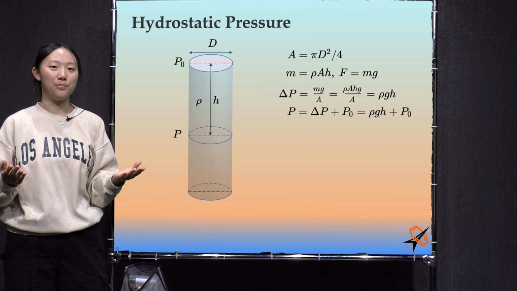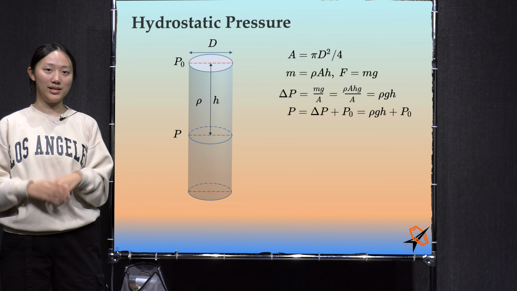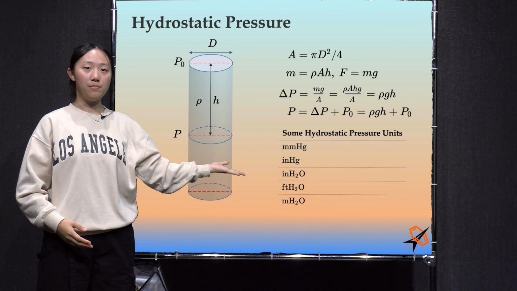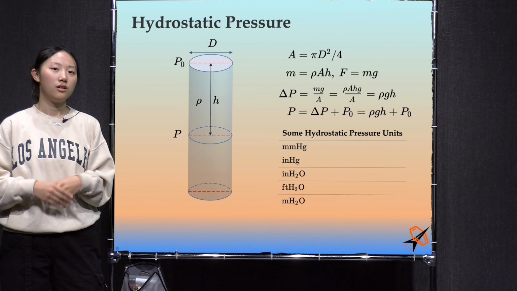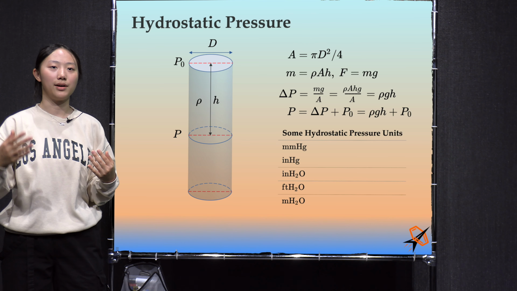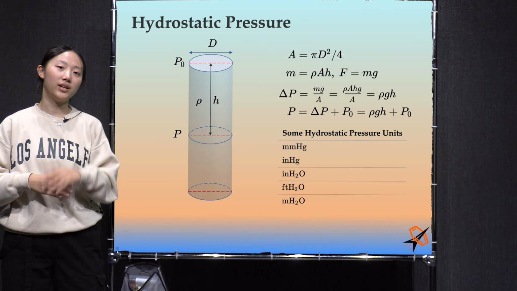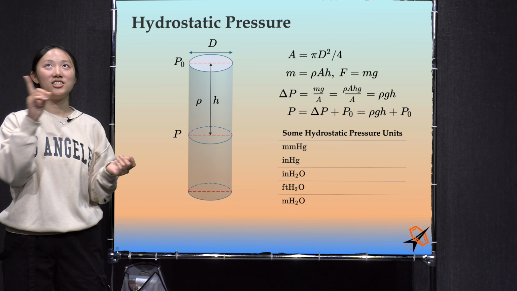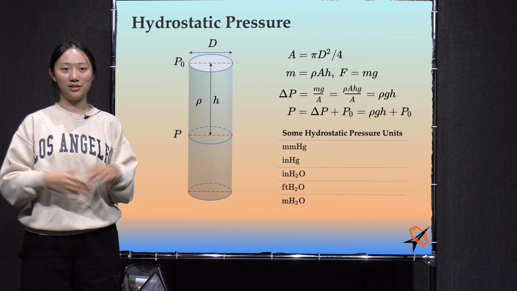A consequence is that the pressure does not depend on the geometry of the column, just the depth of the fluid. Since the change in pressure is linear with the depth, there are a number of pressure units defined in terms of the hydrostatic pressure of that height of fluid. For example, a millimeter of mercury, an inch of mercury, an inch of water, a foot of water, or a meter of water. 1 atmosphere is about 34 feet of water, or 10 meters of water. Draft pressure in heating, ventilation, and air conditioning systems are often given in inches or millimeters of water.